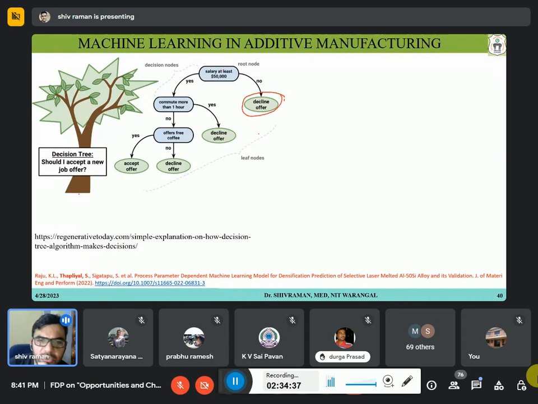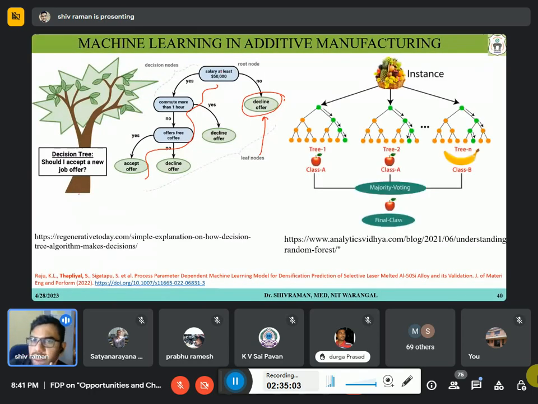This terminal node is called a leaf node. If the commute is more than an hour, yes, then you can decline the offer. If no, and it offers a free coffee, yes, accept the offer. So based on this if-else criteria, I am able to develop a tree. We have different decision nodes based on which we generate the tree.